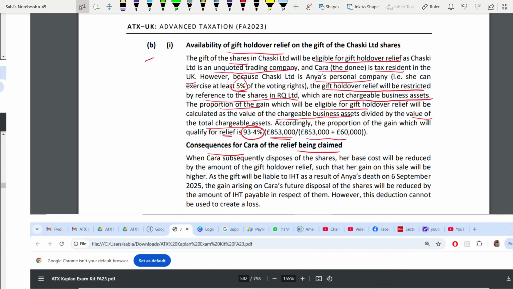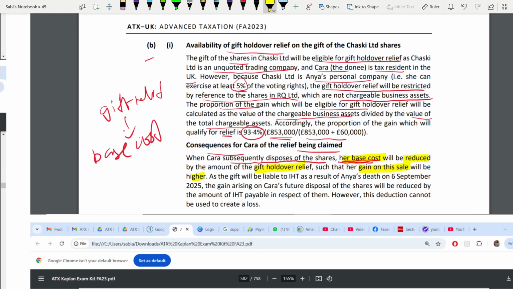Now, what will be the consequences for Kara? See, whenever there is a gift relief, immediately think about the base cost for the donee. Immediately shift your focus to the base cost. Who is the donee? Kara. So when she subsequently disposes of her shares, her base cost, this is the main thing. The main thing is always you have to talk about the base cost. Her base cost will be reduced by the amount of that gift holdover relief. So because her base cost will reduce by the gift holdover relief, when she sells, she's going to have a higher gain. She'll be charged on the higher gain.